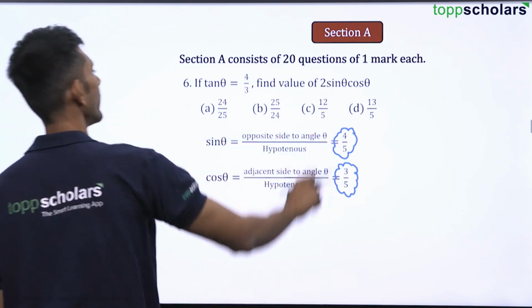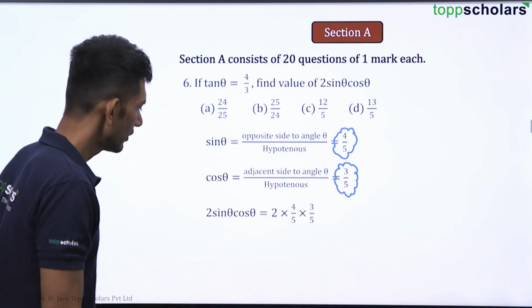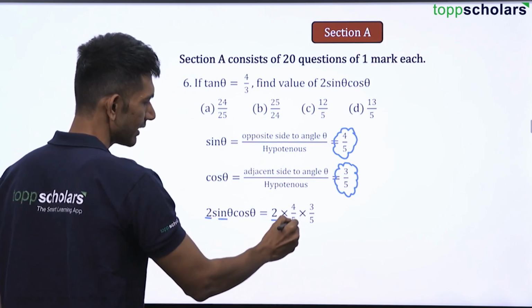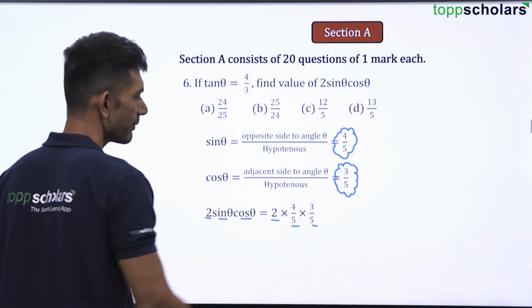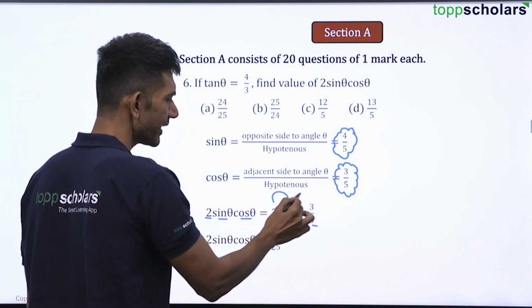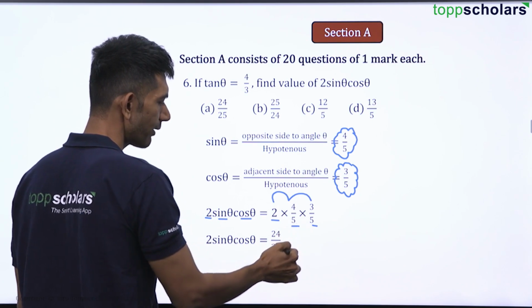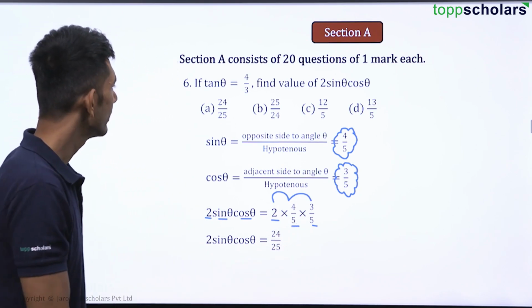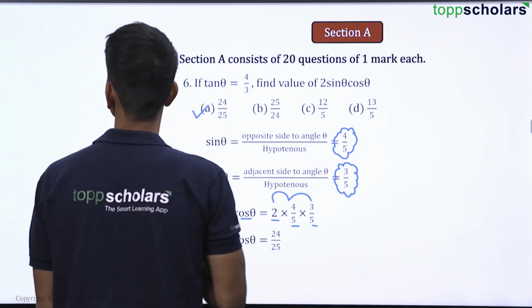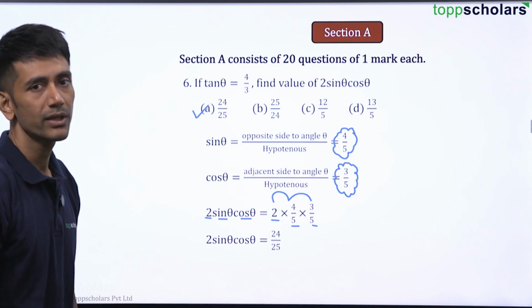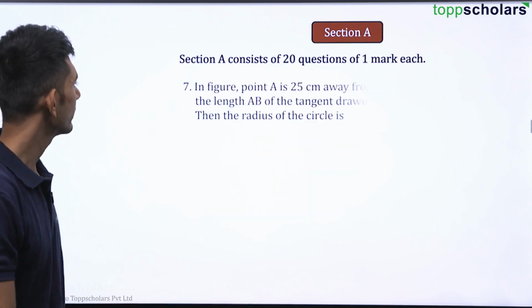And then we are supposed to find out 2 sin theta cos theta. So 2 sin theta cos theta. 2 will remain as it is. Sin theta is 4 by 5. Cos theta is 3 by 5. So ultimately you get 2 into 4 is 8. 8 into 3 is 24. 24 by 5 into 5 is 25. So 24 by 25 is the final answer. And that is your option A. Correct? I hope this is clear to all of you. Easy and simple. Let's continue further.